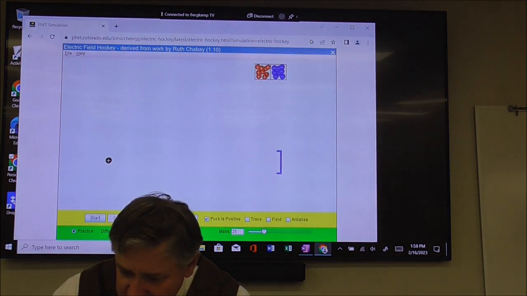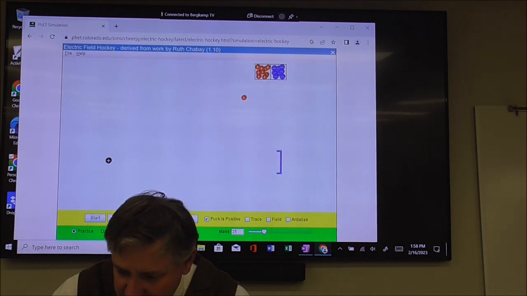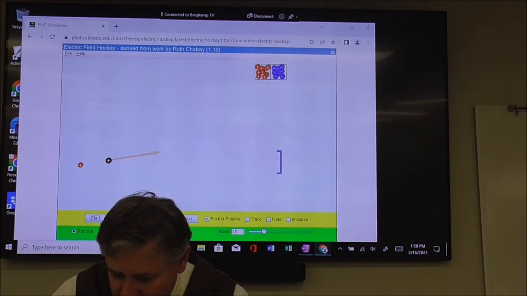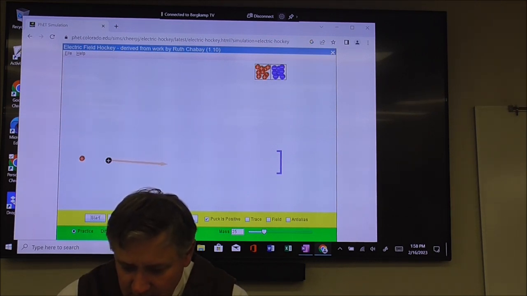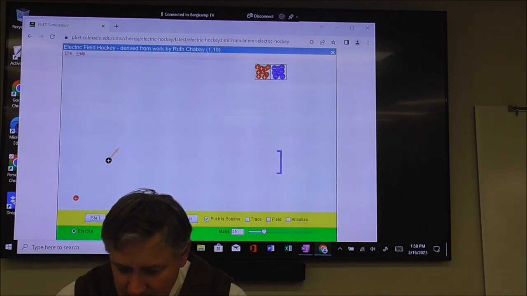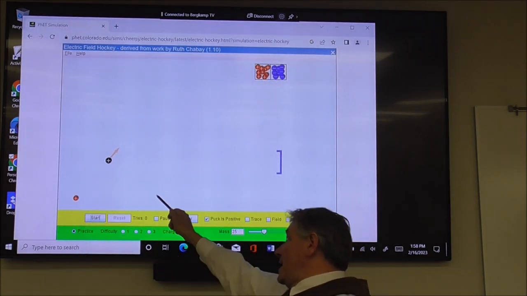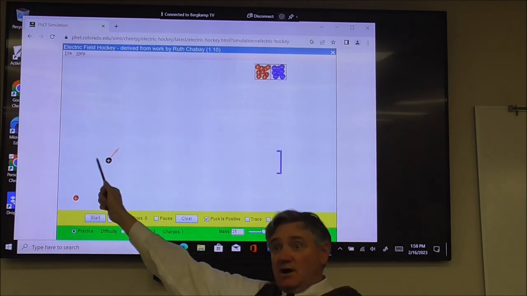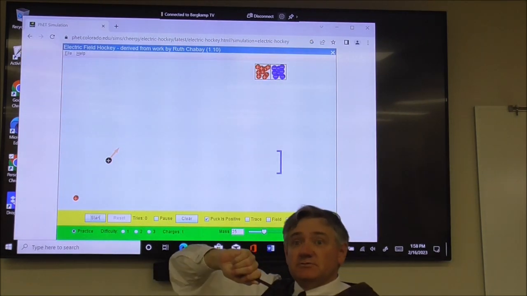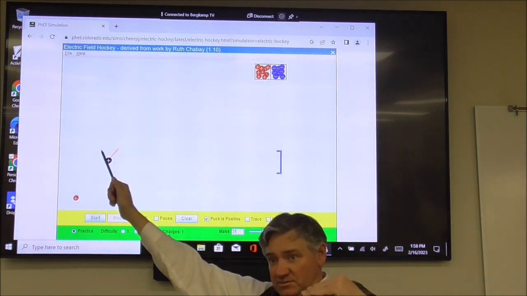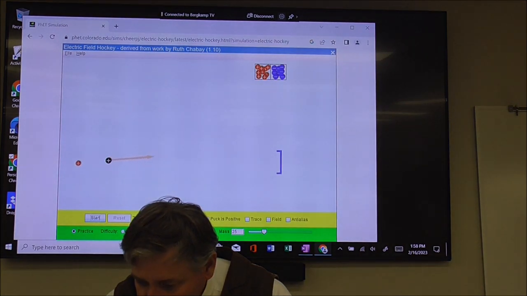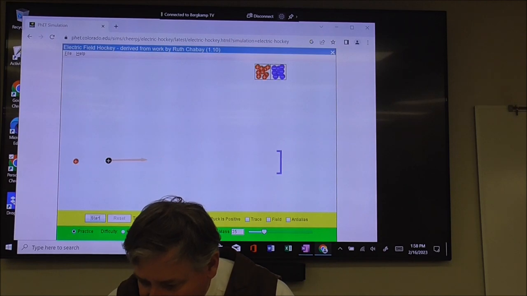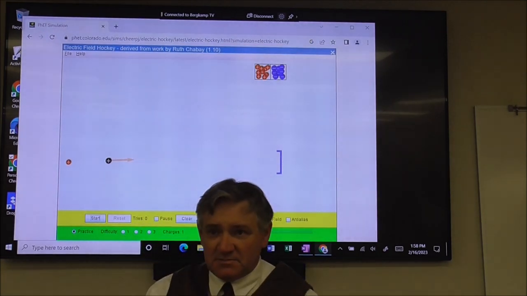So what I'm going to do is drag a positive charge here. The cool thing about this is that as you drag it, it keeps track of the magnitude of the force that's going to be exerted on it, and it also shows you the direction of that force. So as I get it closer, that force becomes bigger. If I drag it further away, the force becomes smaller.